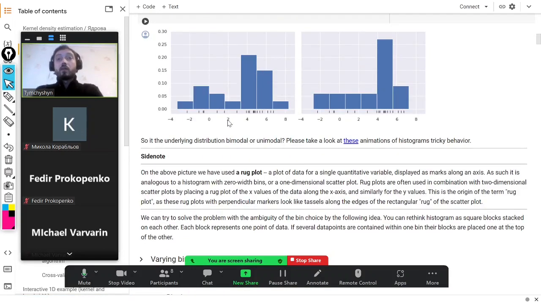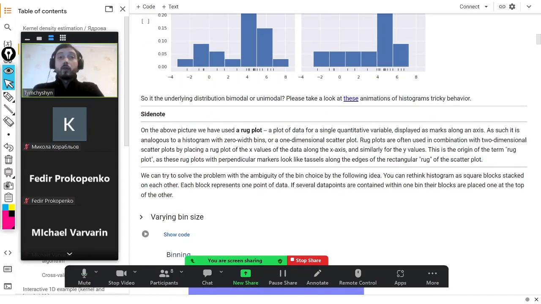In the picture above, I use the so-called rug plot. This is the plot of data for a single quantitative variable displayed as marks along the x-axis. So these small bars are basically the rug plot. In some cases, you might want to use that because it looks nice, and you want to use that to represent some sort of distribution when you have a data set.